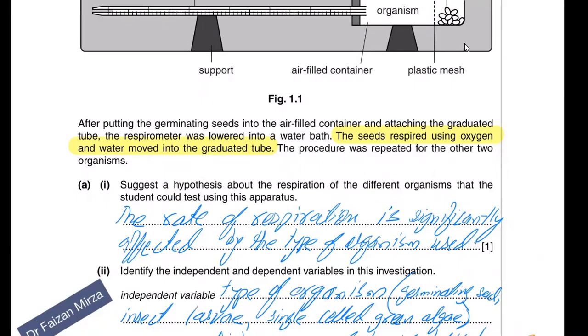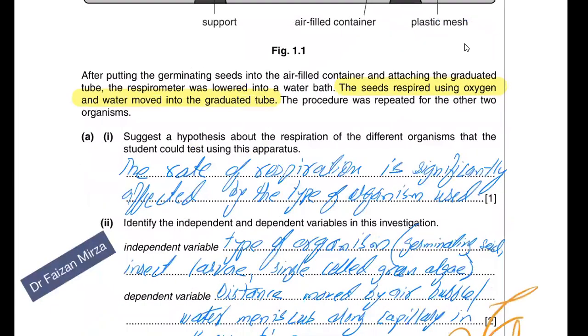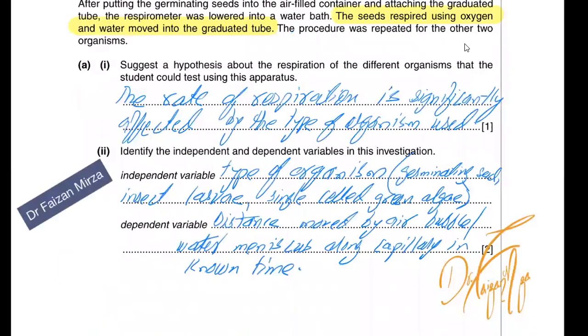So they're asking for the hypothesis, not the null hypothesis. We will say there is an association, and there is a significant association. So, what is the hypothesis? The rate of respiration is significantly affected by the type of organism used. If they had asked for a null hypothesis, our statement would have been: the rate of respiration is significantly not affected by the type of organism used.